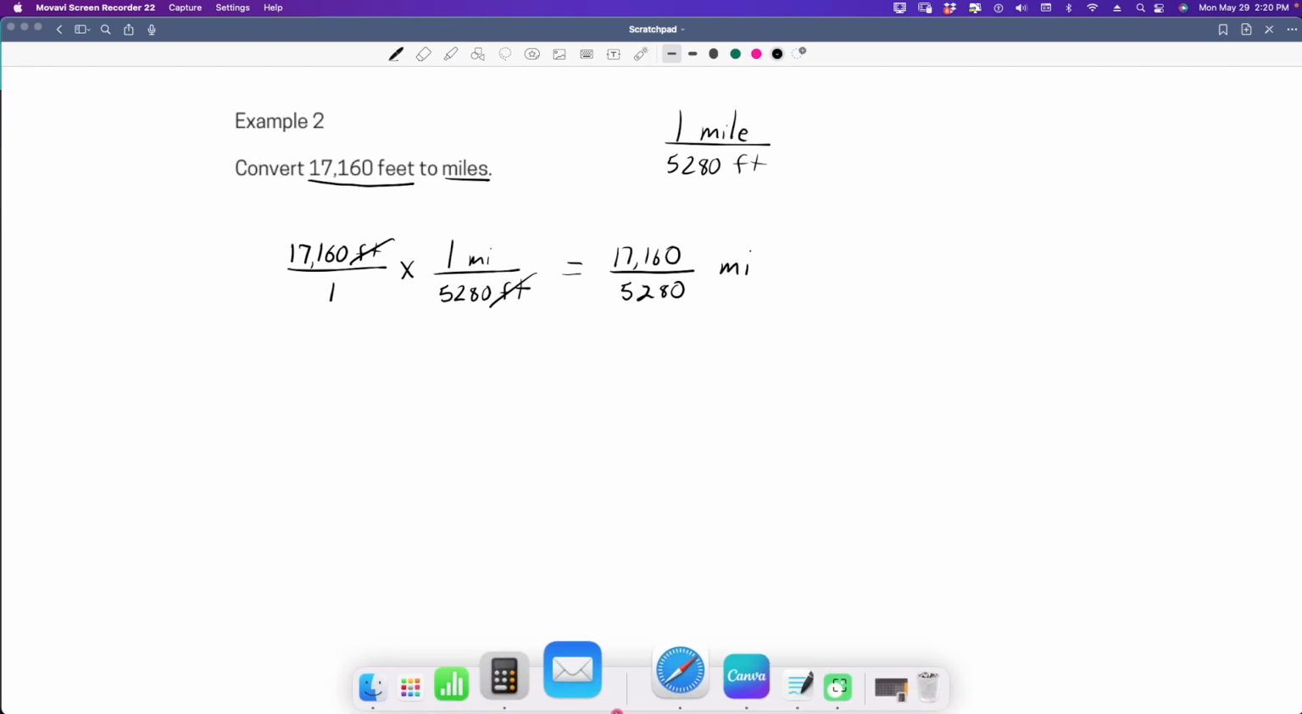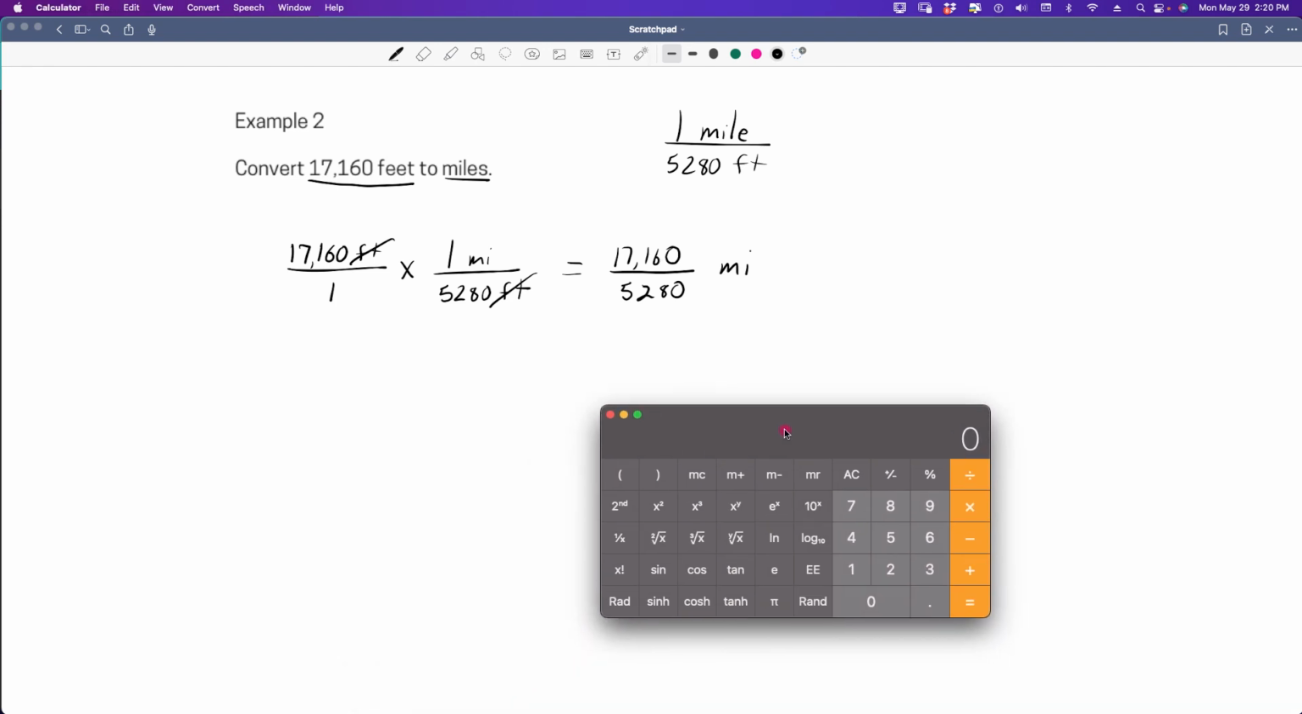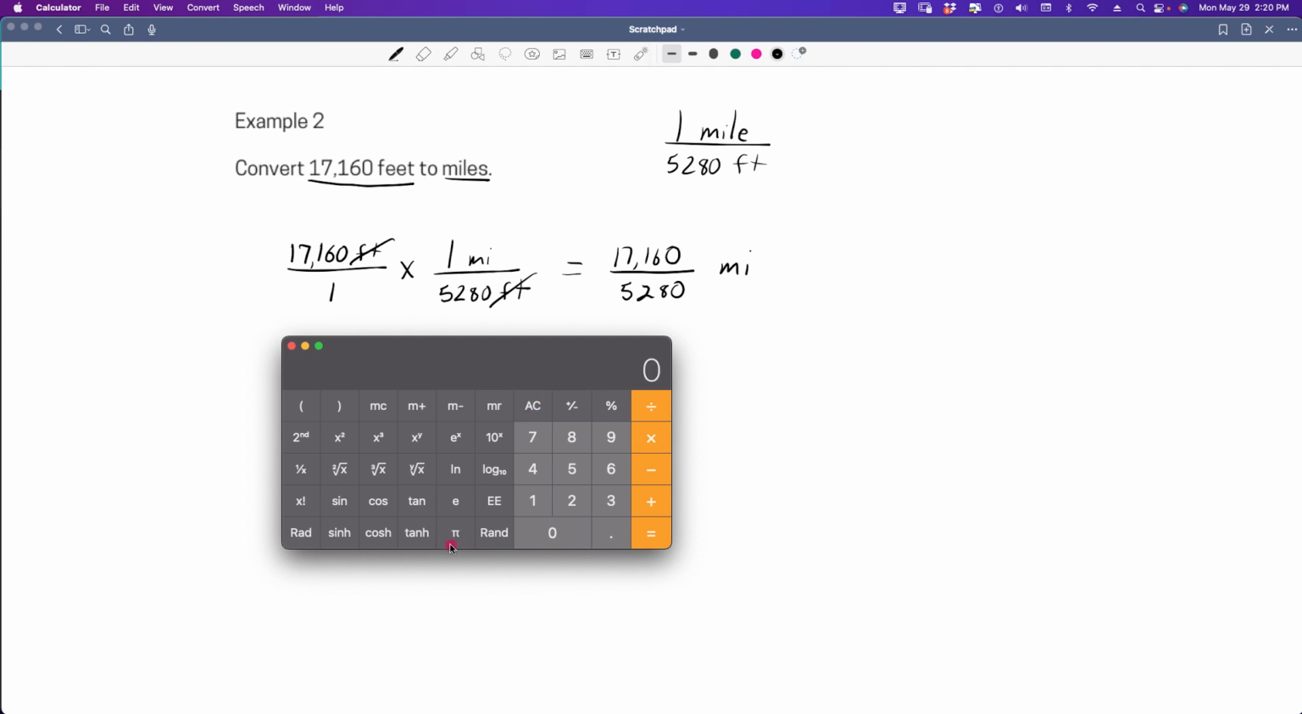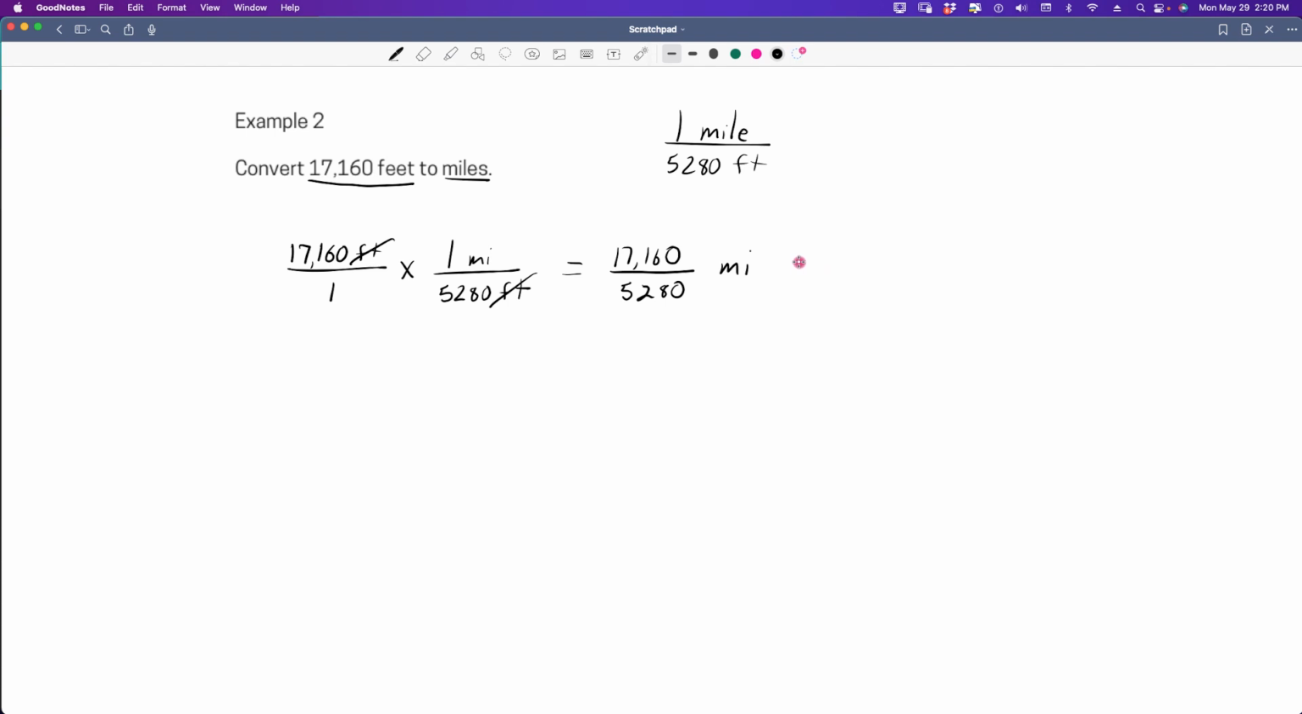So let me pull up my calculator. Here's my calculator. So we're just going to type these values in. 17,160 divided by 5,280 feet is equal to 3.25. So our answer is 3 1/4 of a mile is the same as 17,160 feet.